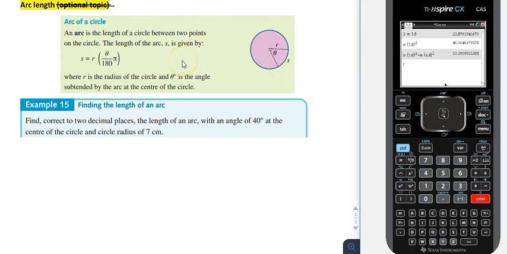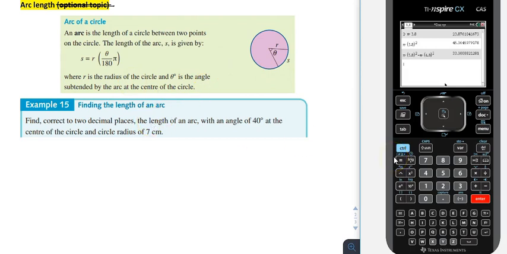The arc length, which we're going to call S, is given by this formula here. So radius times by the angle divided by 180 times pi. The angle is the angle between the two lines that meet from the middle out to the edge of our arc. So from here and also from here to the center. So that's our angle in here.